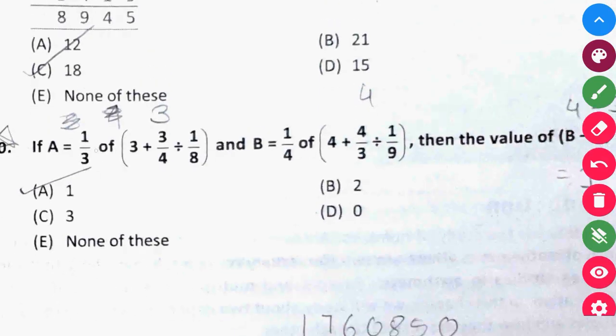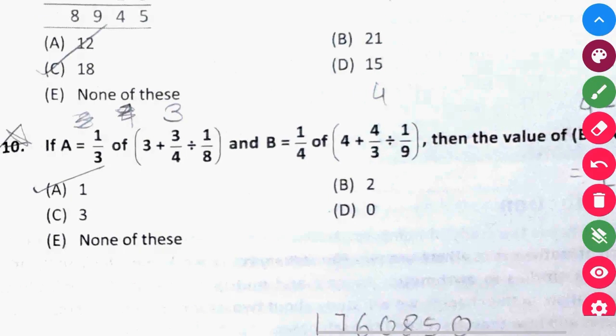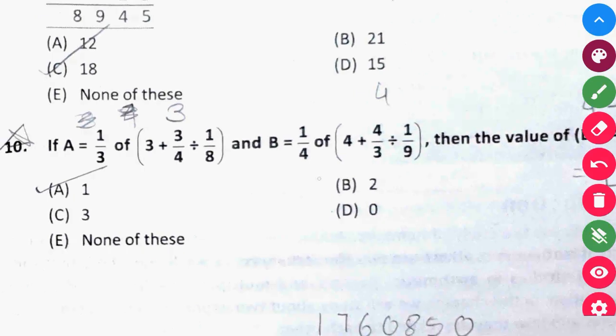Now the last one. A is equal to 1 by 3rd of 3 plus 3 upon 4 divided by 1 upon 8. B is equal to 1 by 4th of 4 plus 4 upon 3 divided by 1 upon 9. Then find the value of B minus A. So first we will find A, then we will find B, and then we find the value of B minus A. Now 1 by 3 of 3 plus 3 upon 4 divided by 1 upon 8.